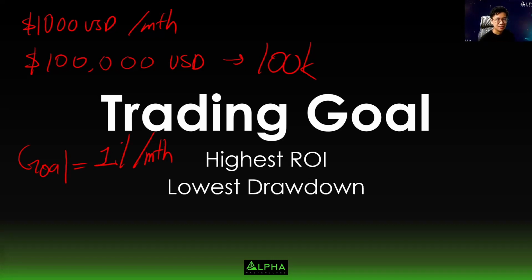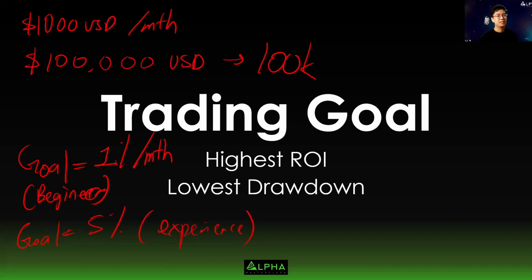Slow and steady. Okay? This is a target for beginner. But the target for experience, you guys have a higher target. If you are experienced, then I give you 5%. Meaning that if you have achieved 1% and you are a beginner, you can literally just leave it there. Just sit down, watch other people.